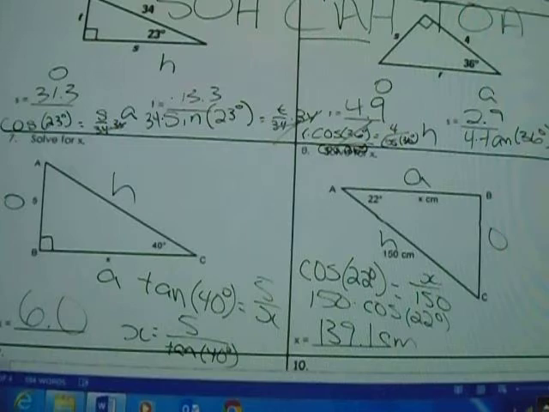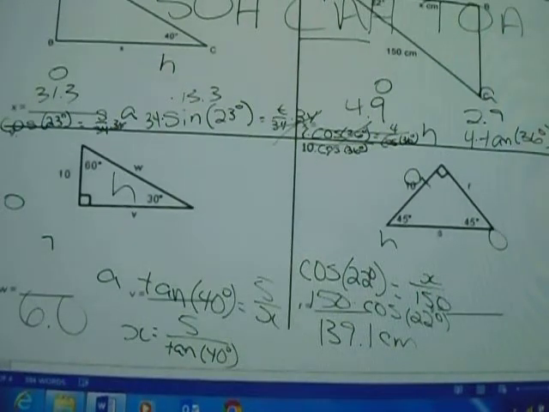Let's do the next part. Numbers 9 and 10.